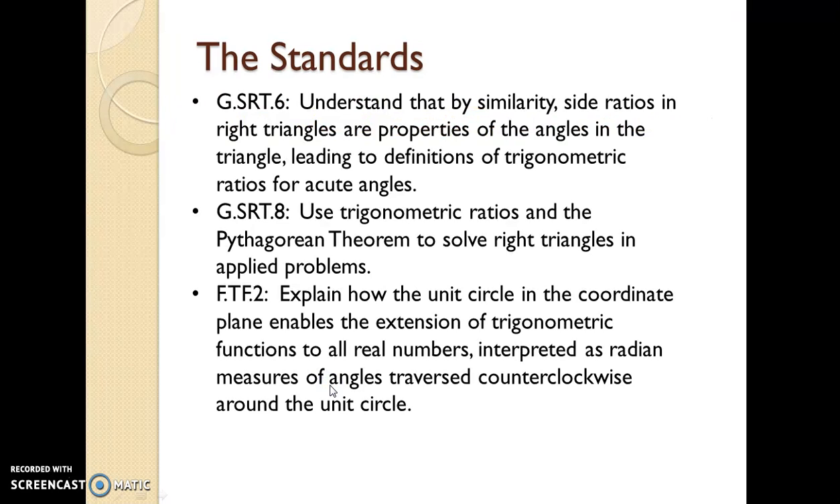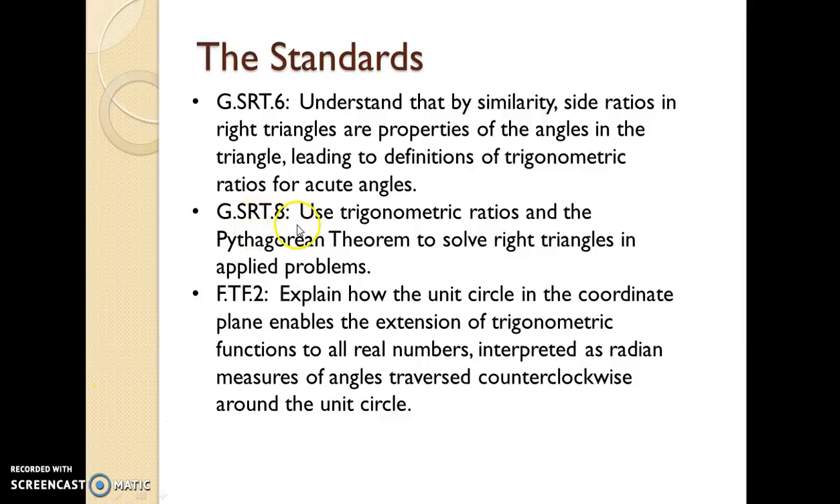The Common Core standards that could be identified for use in this type of question and this type of explanation was geometry, similarity in right triangles, or G for geometry, S, R, and T, number 6, to understand that by similarity, side ratios in right triangles are properties of the angles in the triangle, leading to definitions of trigonometric ratios for acute angles.